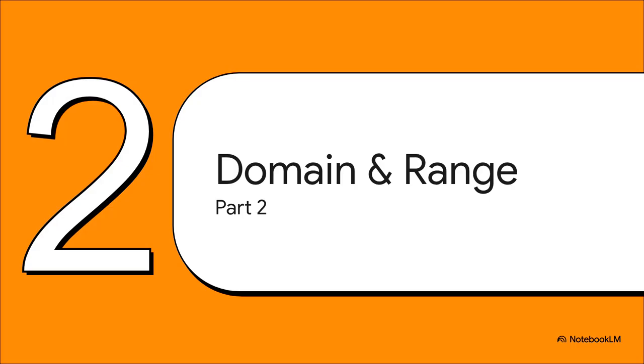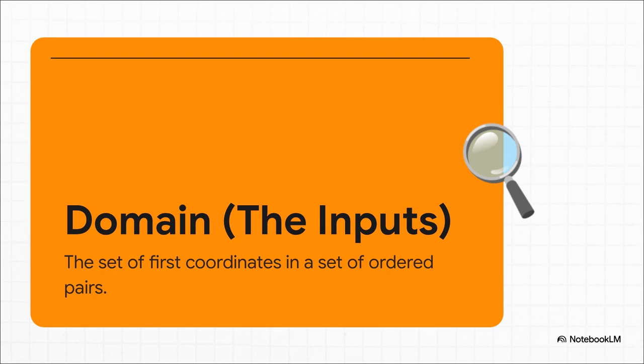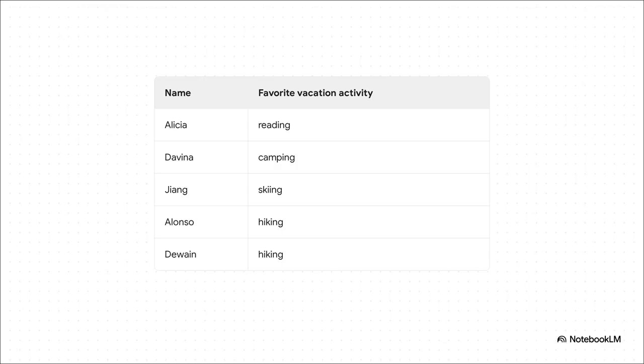Okay, so we've got these ordered pairs. Each part of that pair actually has a special mathematical name, the domain and the range. Let's break down what those mean, because it's super simple. First up, the domain. The domain is just all the possible first things in our ordered pairs. A really great way to think about it is that the domain is your list of inputs. So, going back to our vacation example, that whole list of names, Alicia, Davina, Zhang, Alonzo, and Dwayne, that is our domain. It's the complete set of all our inputs.